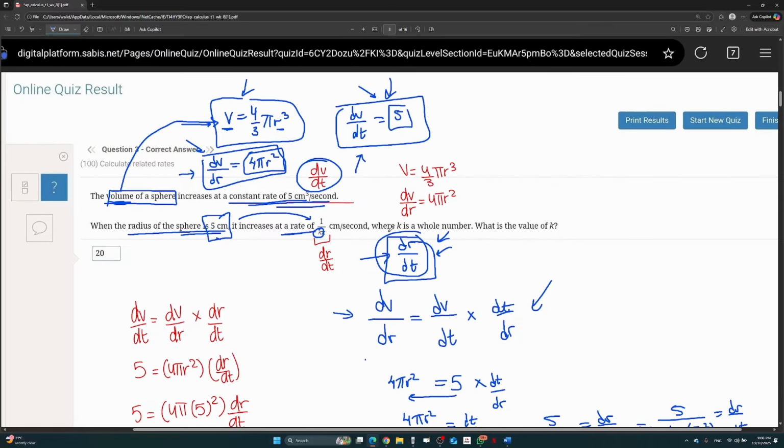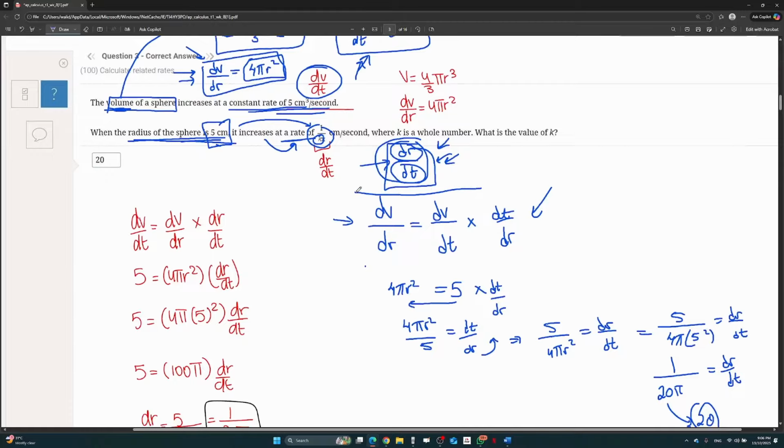Alright, then they say that the radius is increasing at a rate. So radius, dr by dt, that's what the radius is increasing at. They want to find that. So you want to find dr by dt somehow by working with this one here and this one here. So you write down an expression. Once you write down the expression, you just substitute all the values.